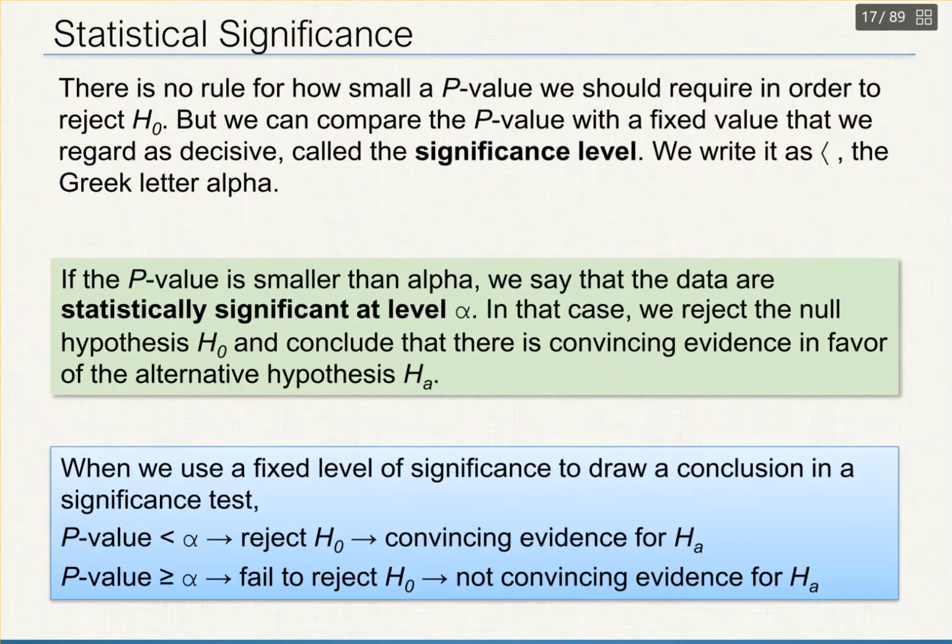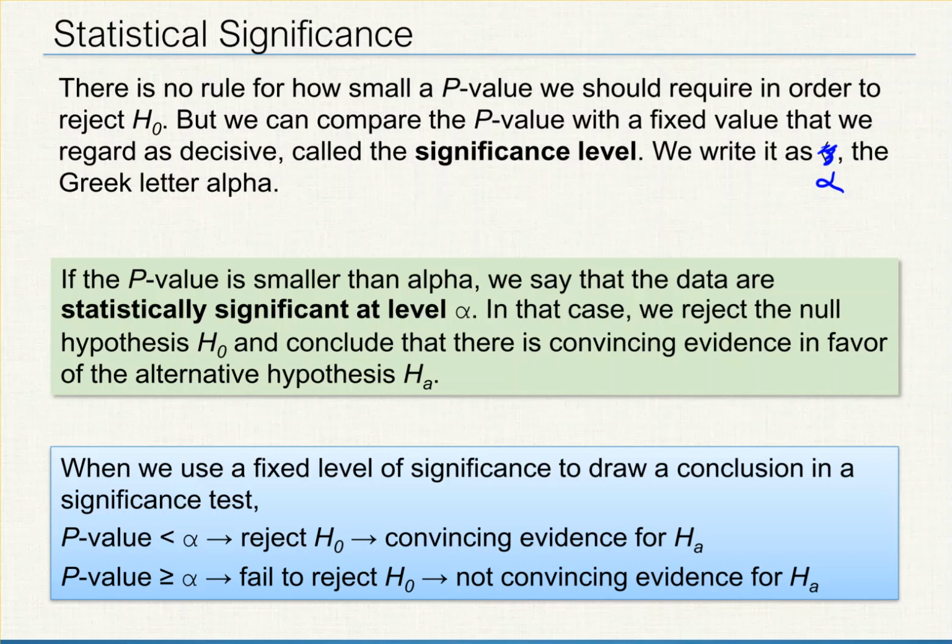There is no rule for how small a p-value we should require in order to reject the null hypothesis. But we can compare the p-value with a fixed value that we regard as decisive, called the significance level. That's alpha, the Greek letter alpha. So if the p-value is smaller than alpha, we say that the data are significant at level alpha. In that case, we reject the null hypothesis H naught and conclude that there is convincing evidence in favor of the alternative hypothesis H sub A.